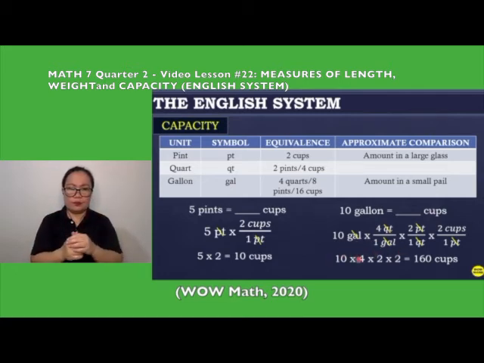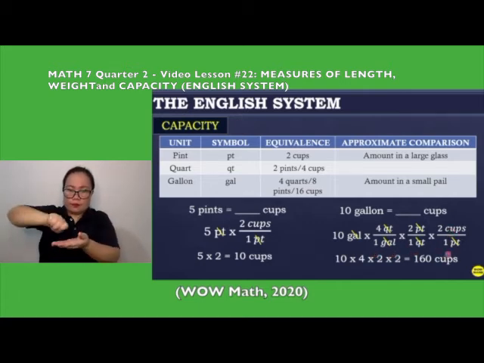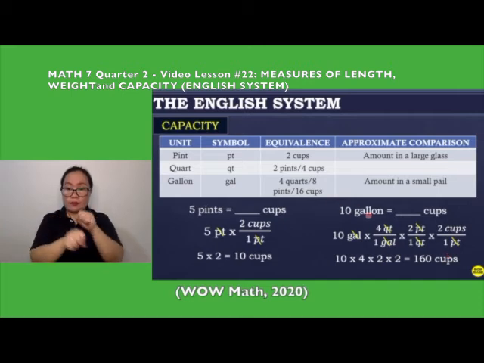So, 10 times 4, that is 40, times 2, 80, times 2, 160 cups, kung ano yung naiwan na unit. So, therefore, 10 gallons is equivalent to 160 cups. Okay, or simply, ganito po.